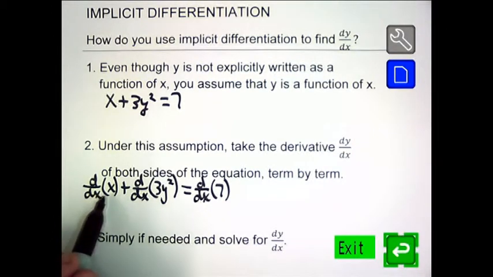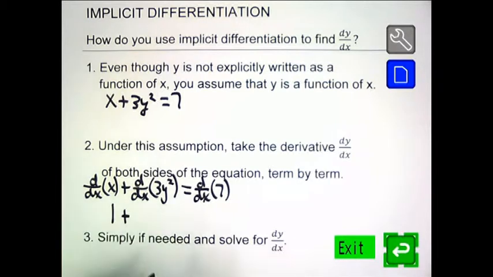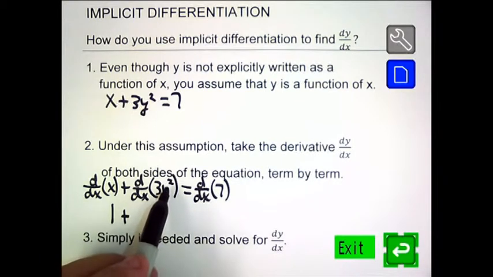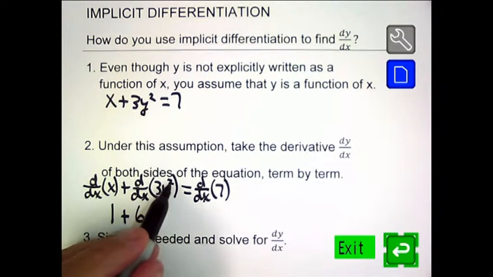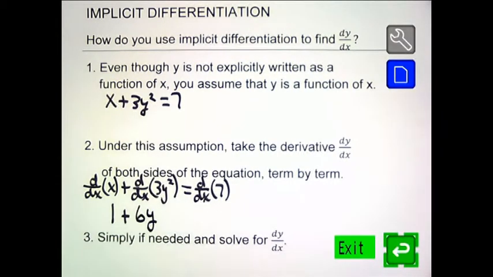Now, the derivative of x is just 1. The derivative of 3y squared, by the power rule, if you just think about it that way, is going to be 2 times 3 is 6, and then the y to the second drops down to y to the first. If that were an x, we'd be done. But remember assumption number 1. We're assuming that y is really some function of x.